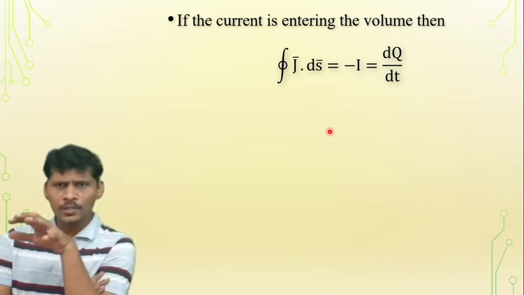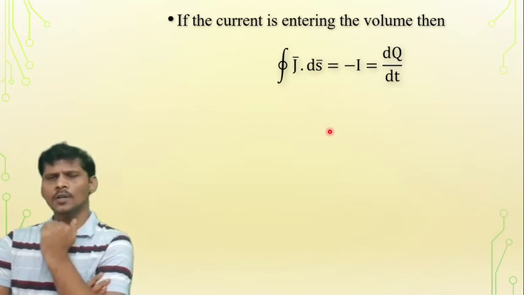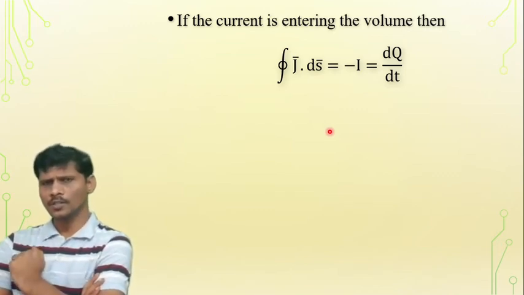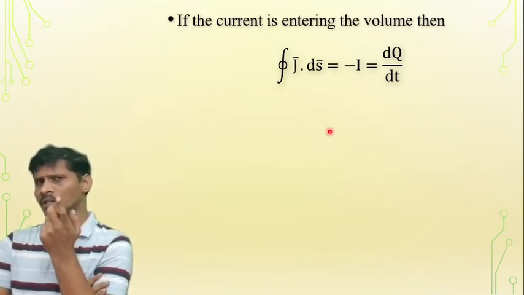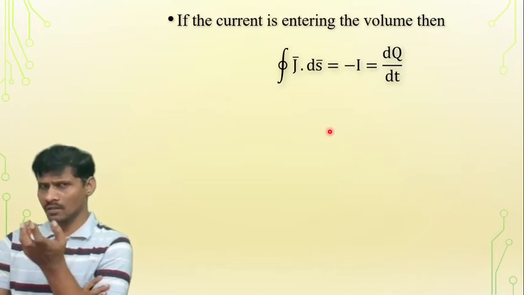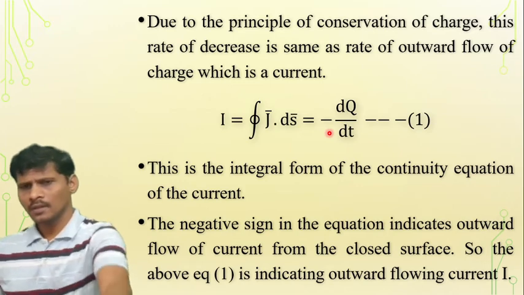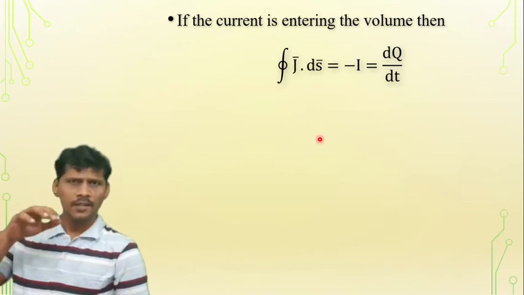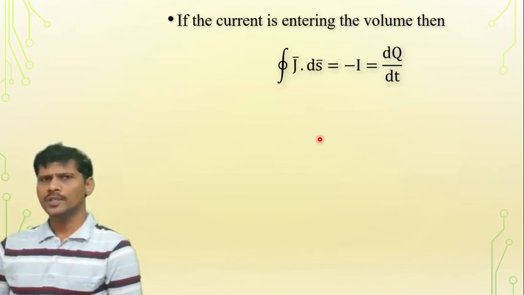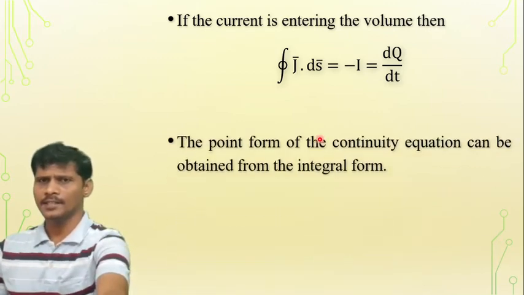If the current is entering into the volume, the above equation may also be written as the closed surface integral of J bar dot ds bar is equal to minus I, that is equal to dq by dt. The previous equation is for current leaving the surface, or outward flow of the current from the closed surface, and this equation is for current entering into the volume.